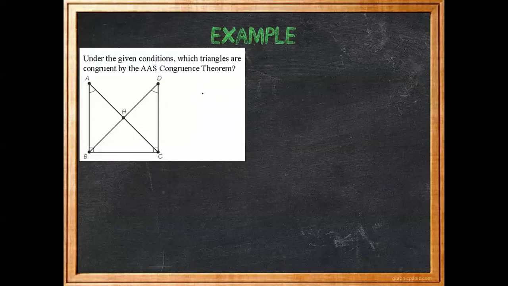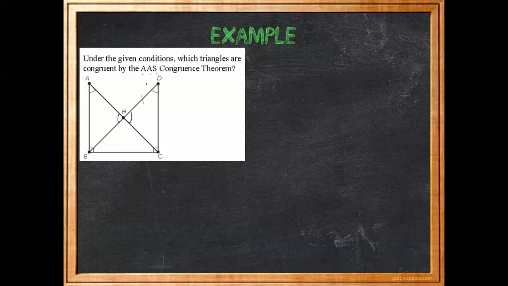Under the given condition, which triangles are congruent by the angle-side congruence theorem? On this one, we're looking for an angle and a side that are congruent. So let's look at these two triangles right here first. We have angle A is congruent to angle D. Here angle H is congruent to angle H, because those are vertical angles. We don't know anything about the sides BH and HC. We don't know that those are congruent.